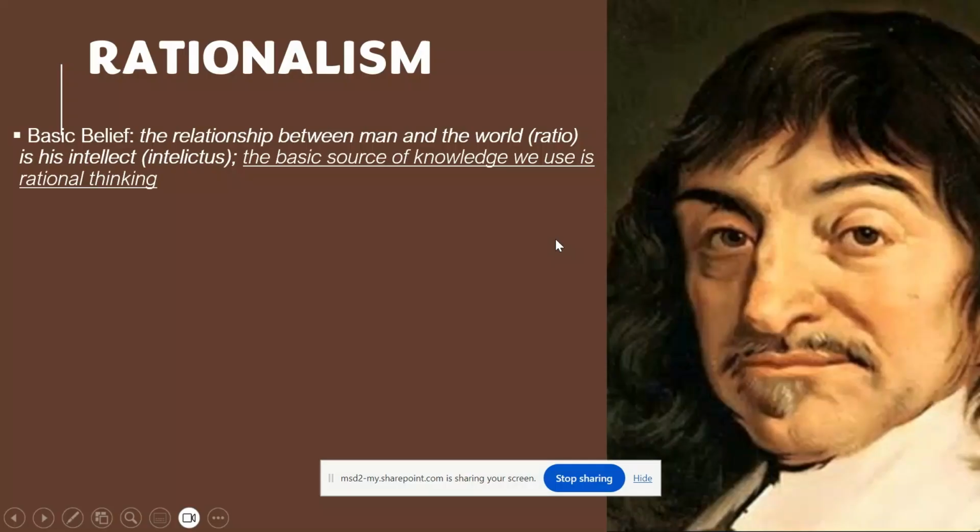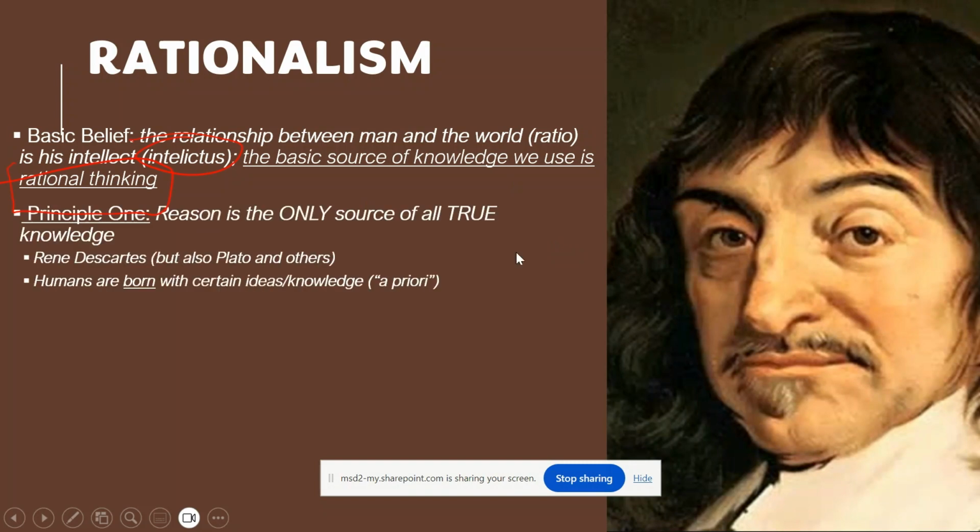Rationalism is generally associated with Rene Descartes. The basic belief is, and this is about what is the primary way of creating knowledge, you could say the best way, but it's the primary way. Here, it's a person's intellect, and that means the basic source of knowledge we use is rational thinking, logic, reasoning. So principle 1 is reason is the only true source of knowledge. Humans are born with certain ideas called a priori.